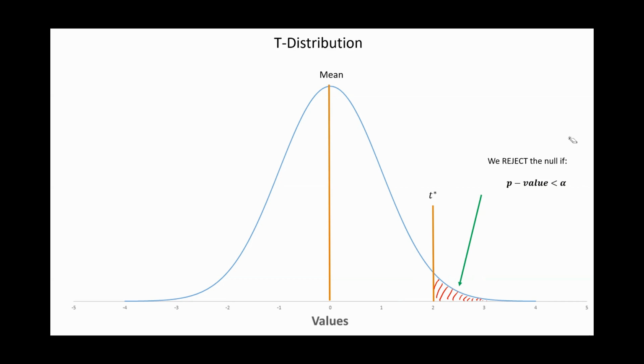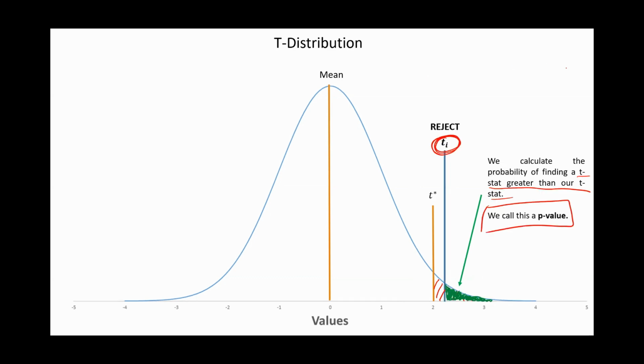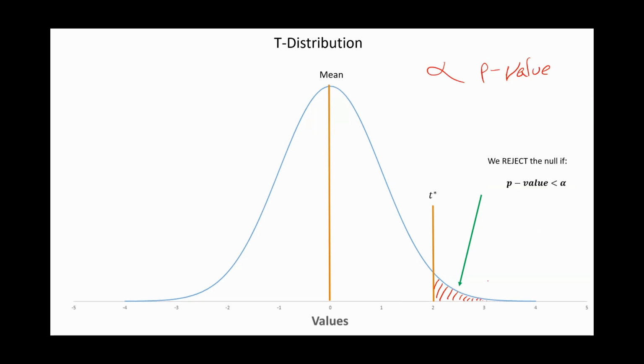And we use computer software to do this, so it's really not terribly difficult. We choose an alpha, we calculate a p-value. Our p-value is based on our t-statistic. The p-value is the area beyond our t-statistic under the curve. And if our p-value is less than alpha, we reject the null. That's it. That's the practical step. That's how this works.